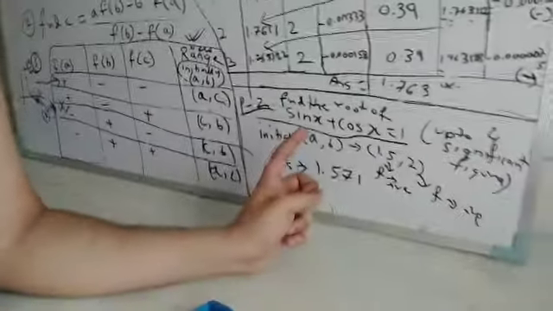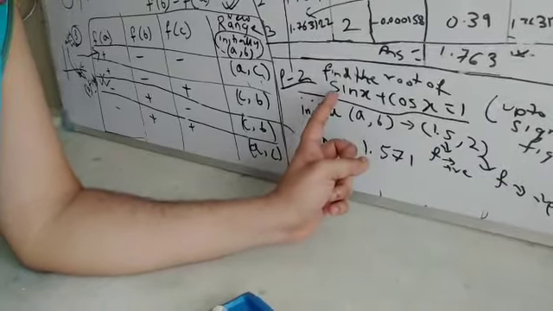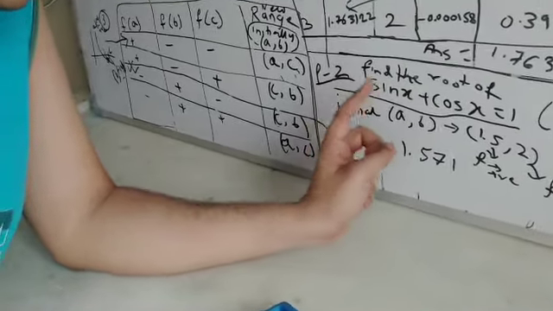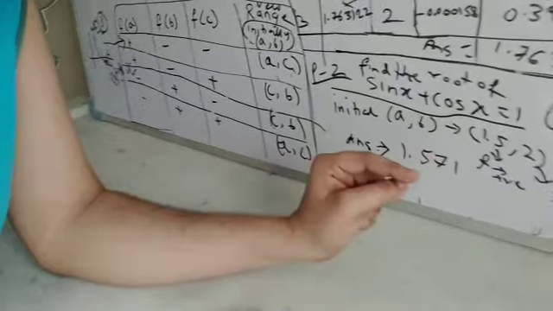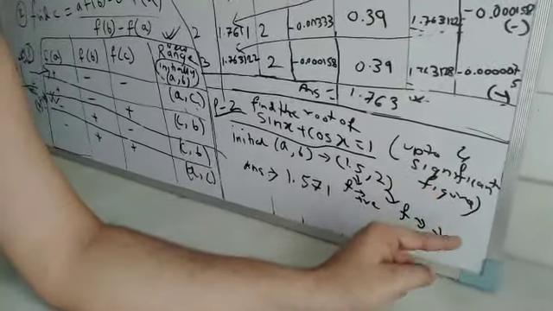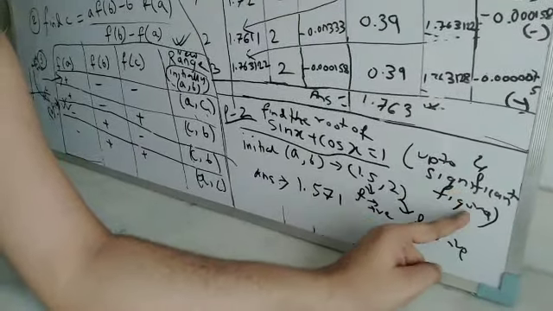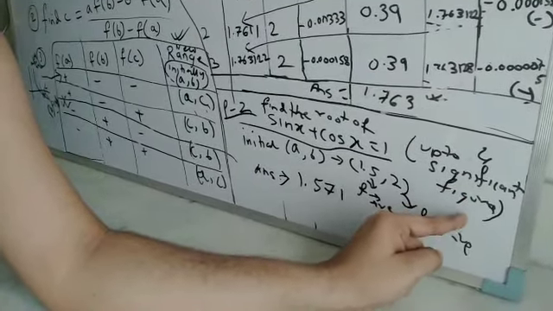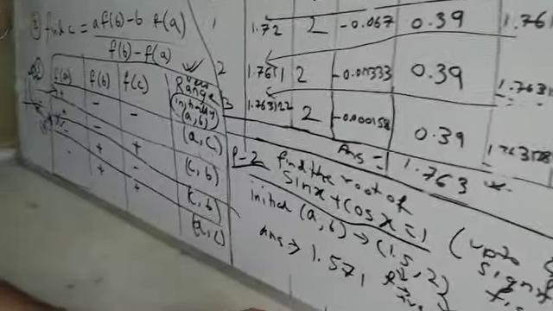Okay, now let's see another problem. The problem was to find the root. The problem that's given is sin x plus cos x is equal to 1. Fine. And they said you need to correct up to 4 significant figures. Significant figures means you need to consider the integer part also. In this case, you need to consider the integer part also, not only the decimal places.